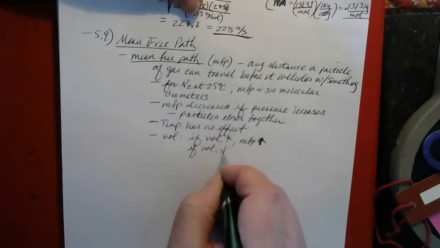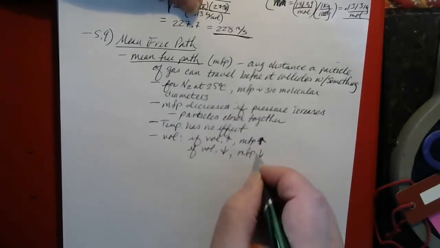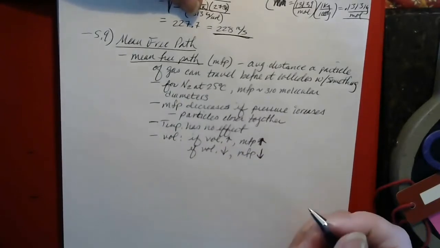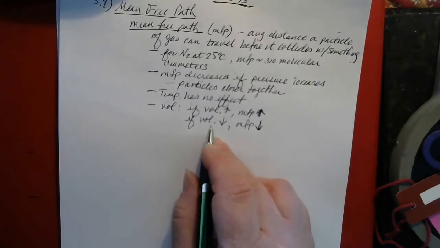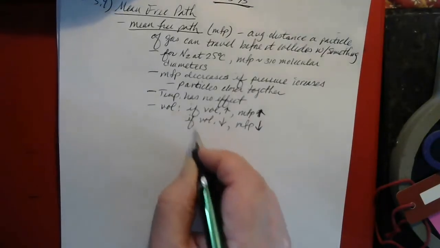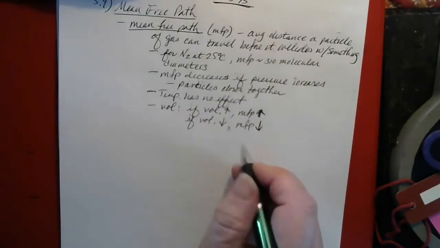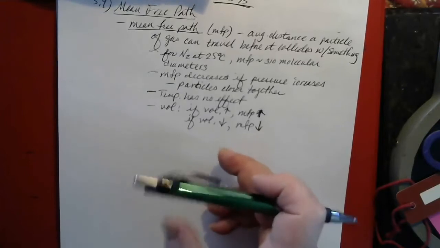If the volume is decreased, then the mean free path is also decreased. Because again, if you compress a gas without changing the number of molecules, then you're pushing the particles closer together. And that means that they will hit each other in less of a distance.